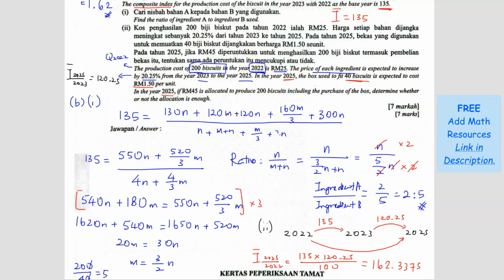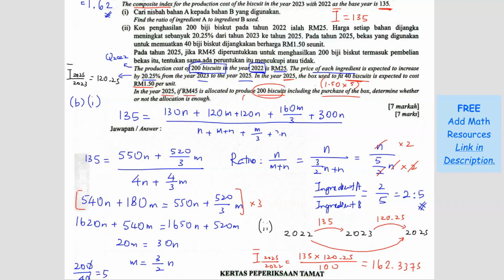In the year 2025, if RM45 is allocated to produce 200 biscuits, including the purchase of the box, determine whether the allocation is enough or not. Okay, so 45 ringgit is how much they allocate to pay for the 200 biscuits and also the box. So we want to find out, is the 45 ringgit enough or not. So what they're asking is, we want to find the total cost: the total cost to produce the 200 biscuits plus the price of the box. So we already know the price of the box is 150 times 5, correct? Now we just have to find the price of the 200 biscuits in the year of 2025.